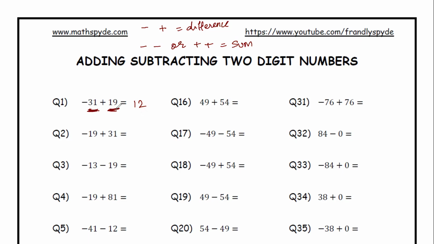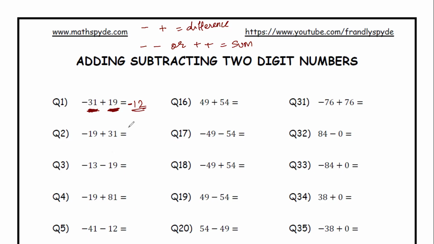So between 31 and 19, remember, we're looking at the absolute value of the numbers regardless of their sign, without their sign. Between 31 and 19, which is the bigger number? 31 is the bigger number, and we'll go for the sign of the 31, which is negative. Therefore, the output will be negative 12.